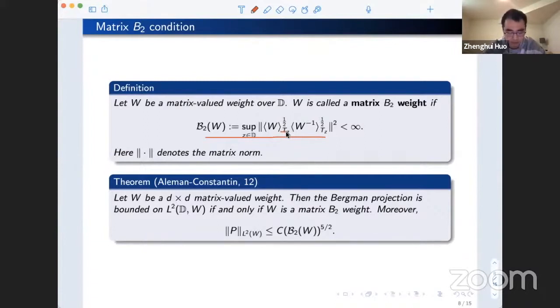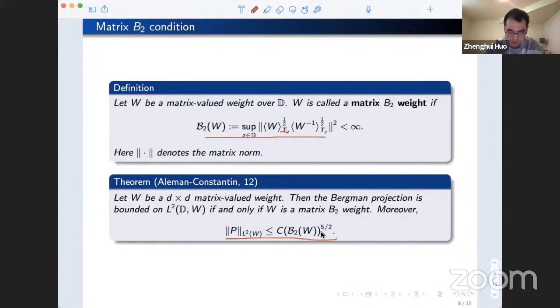Okay, and when it comes to characterizing the weighted space for the Bergman space on which the Bergman projection is bounded in the matrix weight setting, the result is due to Izzo and Constantin in 2012. They not only showed that this matrix B2 weight condition is the correct condition for the boundedness of the operator, but also they obtained the following norm estimate.